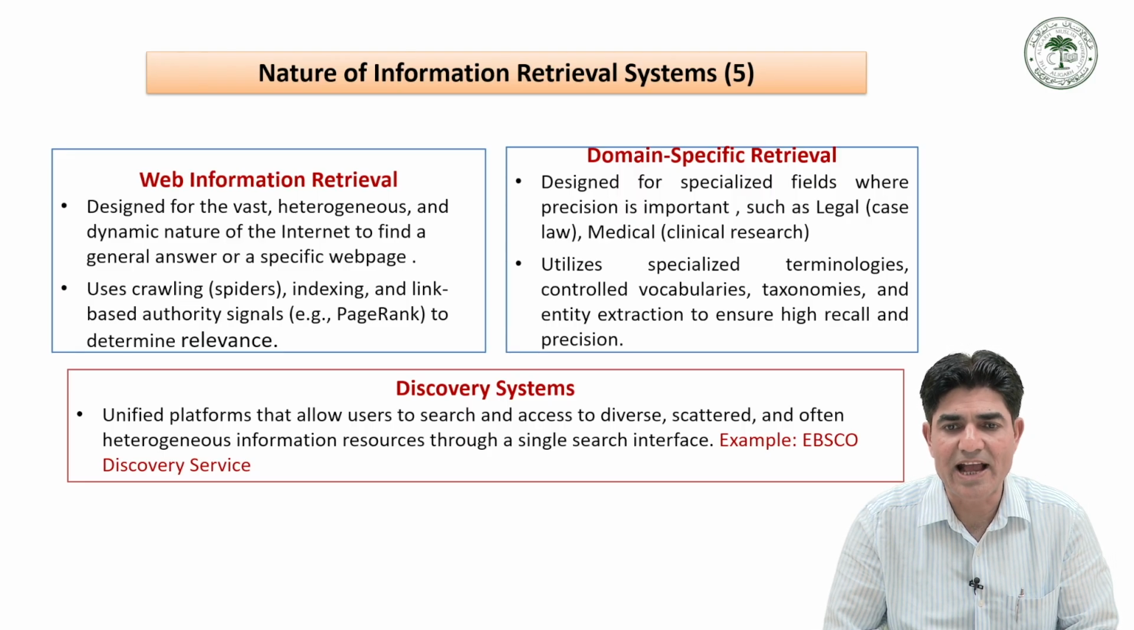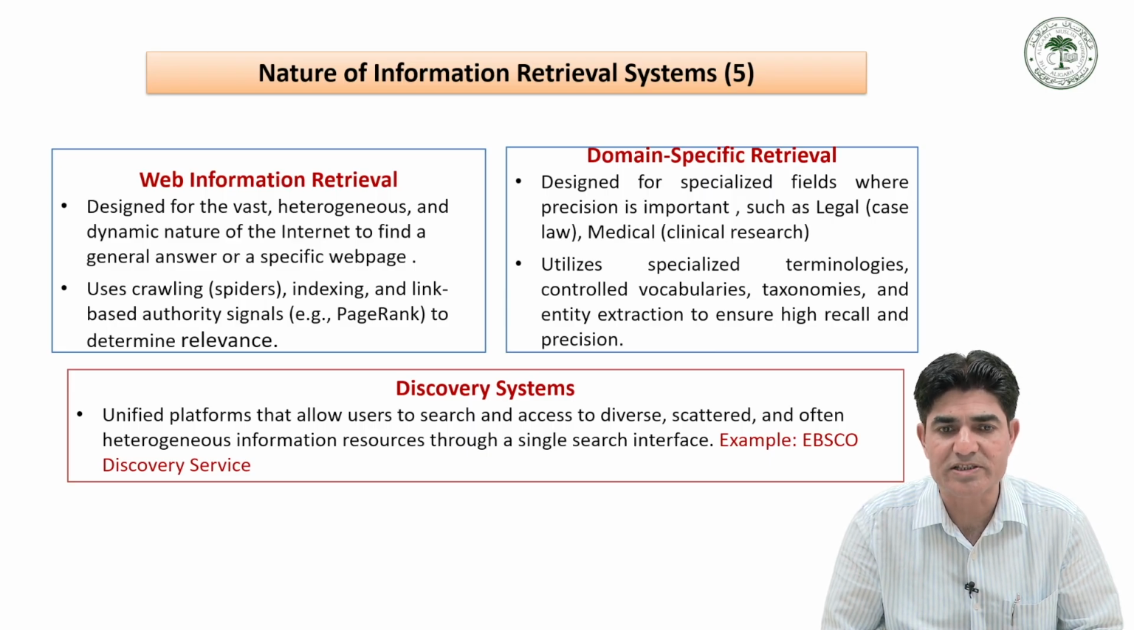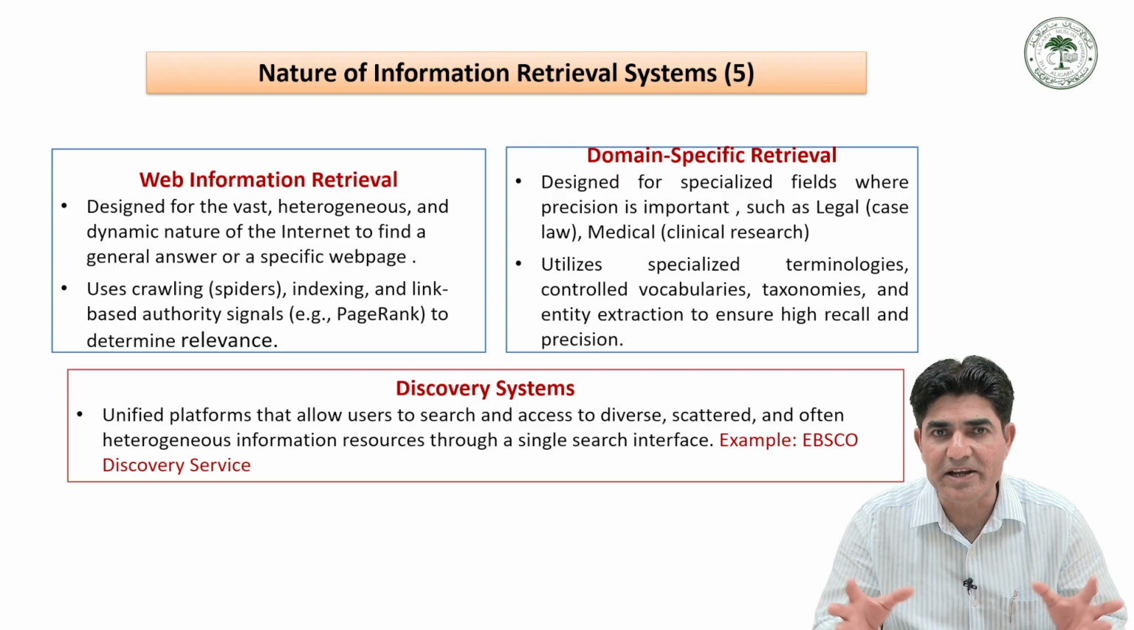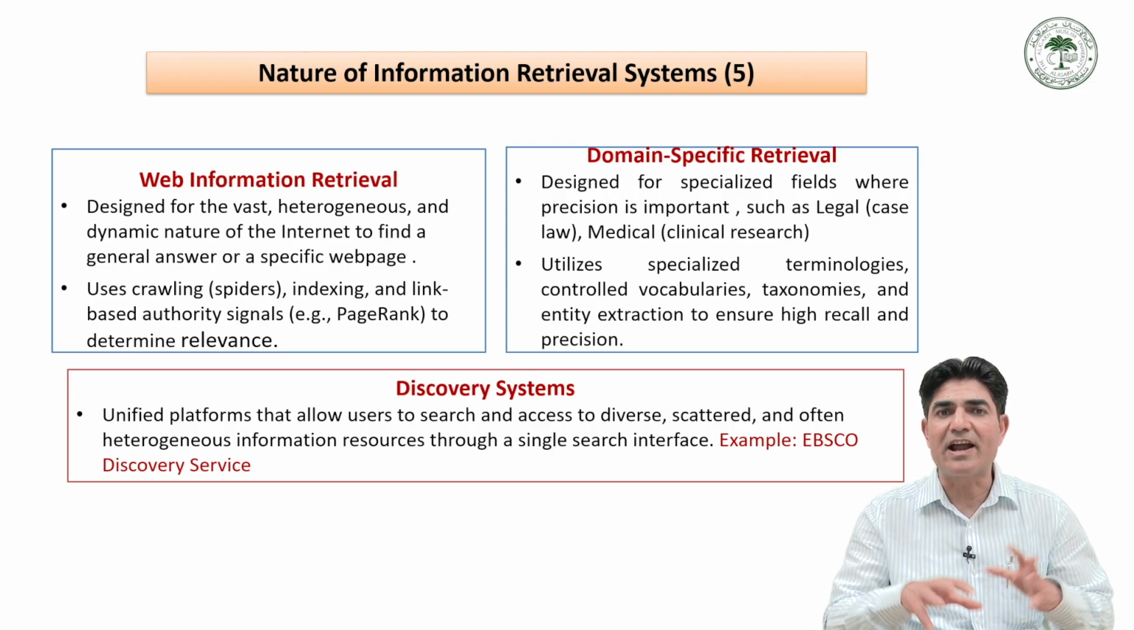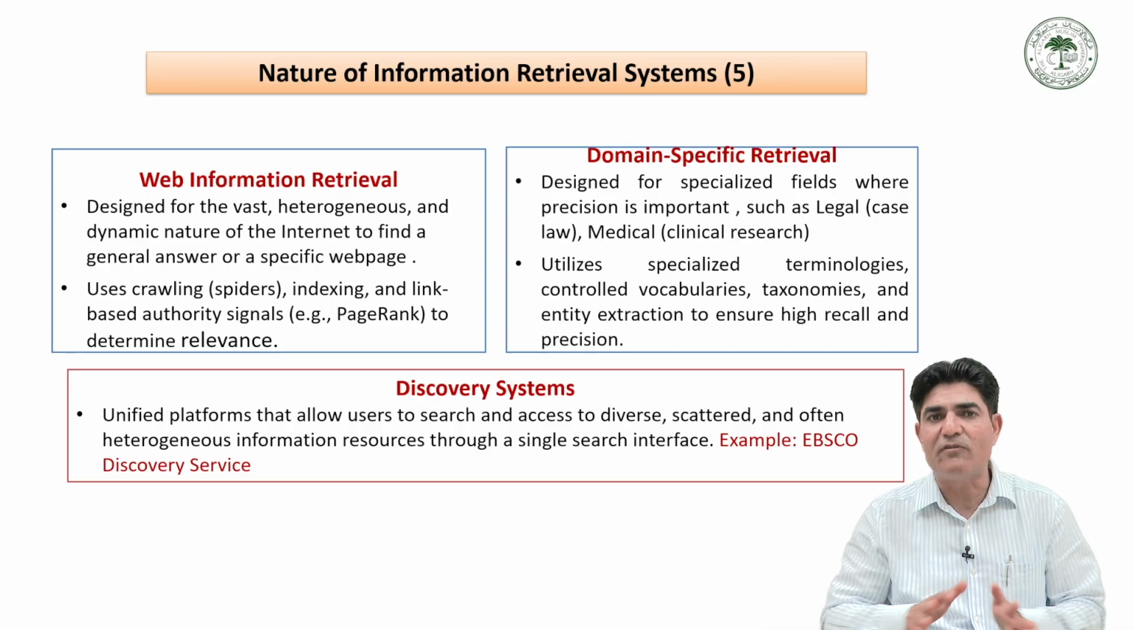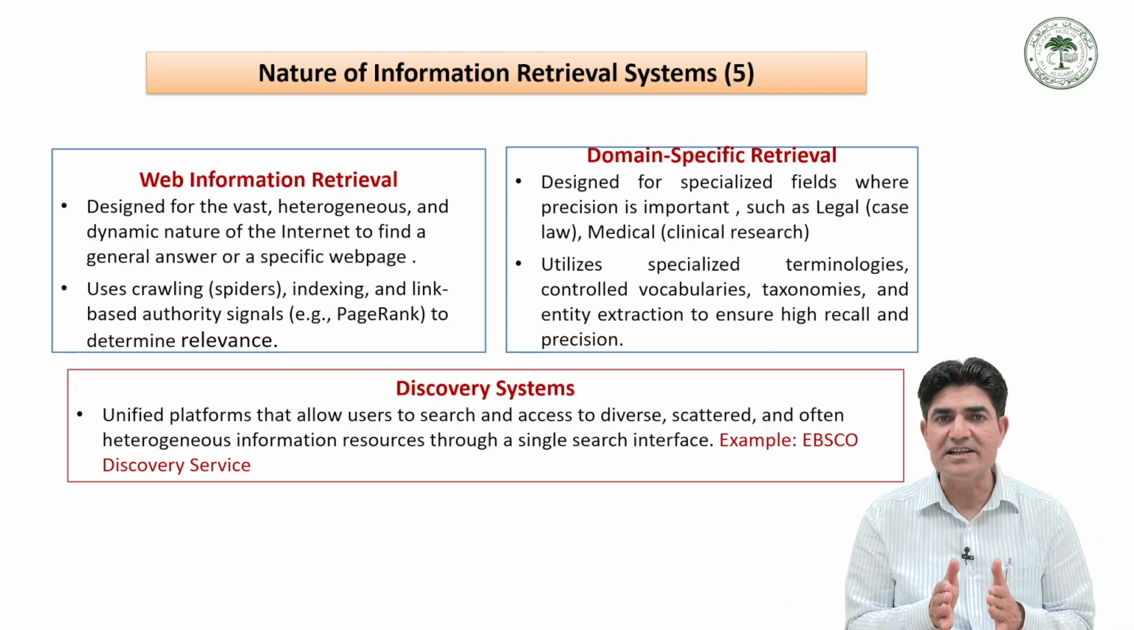users to search and access diverse, scattered, and often heterogeneous information sources through a single search interface. So multiple information retrieval systems can be integrated into one system, where instead of searching different kinds of information from different platforms, a single search interface can be used to search different categories of information.